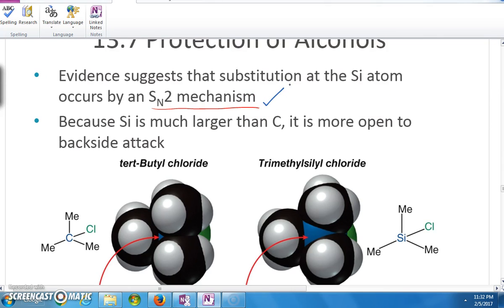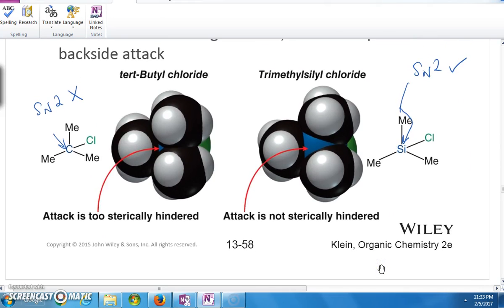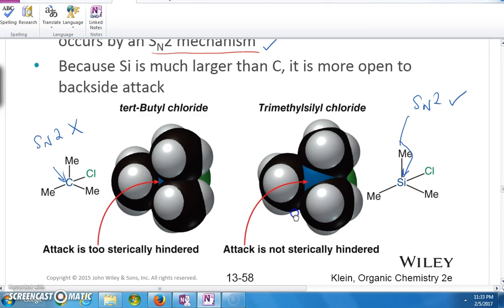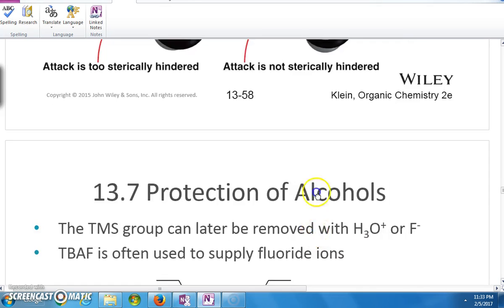The evidence suggests that the substitution at the silicon atom occurs by an SN2 mechanism. Because Si is much larger than C, it is more open to backside attack. This is unlike carbon. If this were carbon, of course you know that SN2 would be impossible. But because this is silicon, SN2 becomes possible. So the attack of the oxygen from the backside is what makes the reaction.